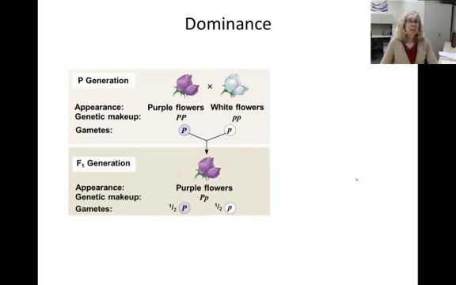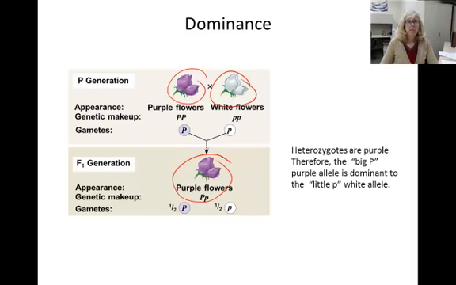Now, let's spend some time looking at dominance. When dominance is taught the way that Mendel understood it, it's explained like this. True breeding purple flowers are crossed with true breeding white flowers, and the F1 offspring are heterozygotes and are still purple, and that means that the purple allele is dominant to the white allele. Which is great, but what does that mean? What makes purple stronger than white?